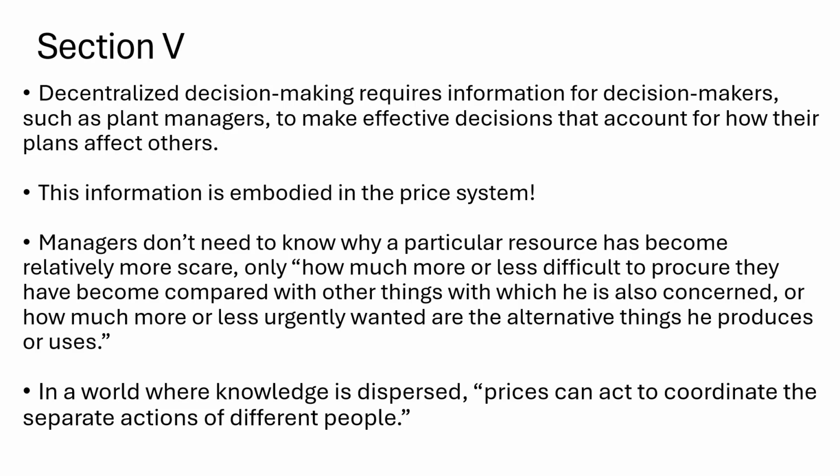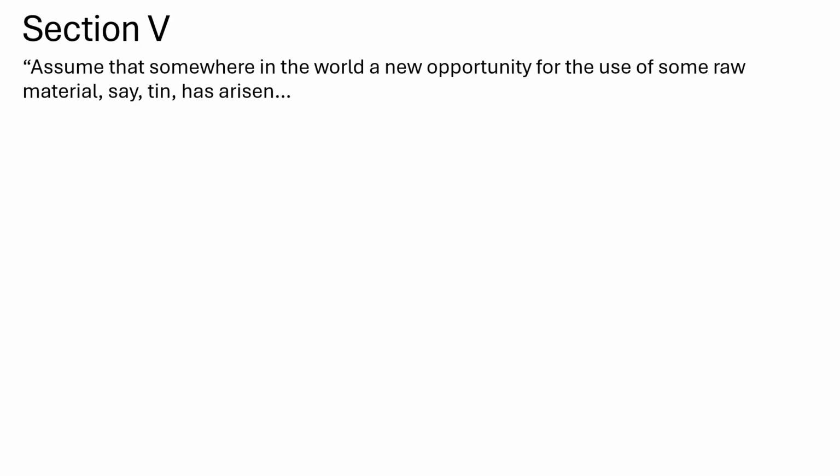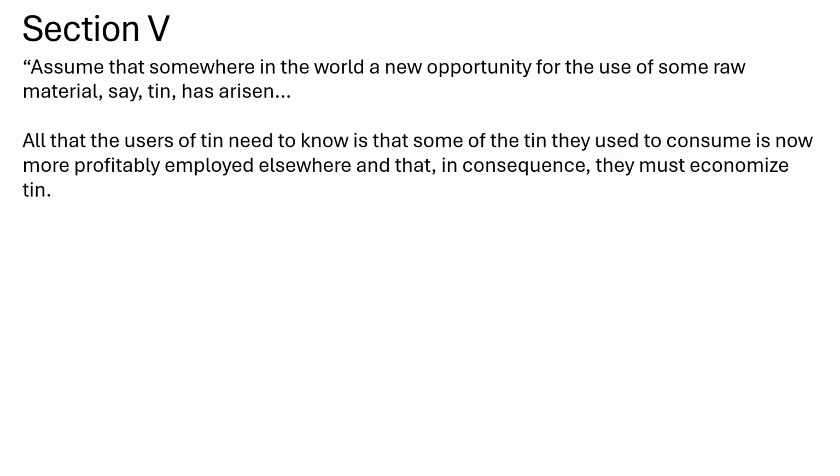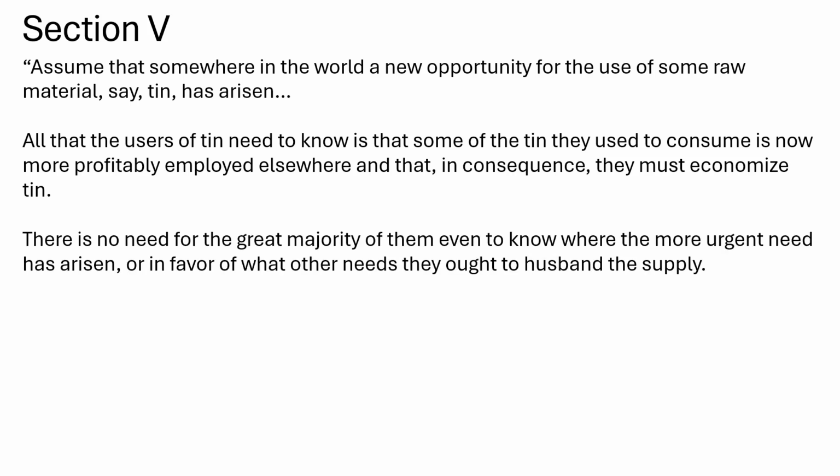In a world where knowledge is dispersed, prices can act to coordinate the separate actions of different people. Assume that somewhere in the world a new opportunity for the use of some raw material, say tin, has arisen. All that the users of tin need to know is that some of the tin they used to consume is now more profitably employed elsewhere, and that in consequence, they must economize on tin. There's no need for the great majority of them to even know where the more urgent need has arisen, or in favor of what other needs they ought to husband the supply.